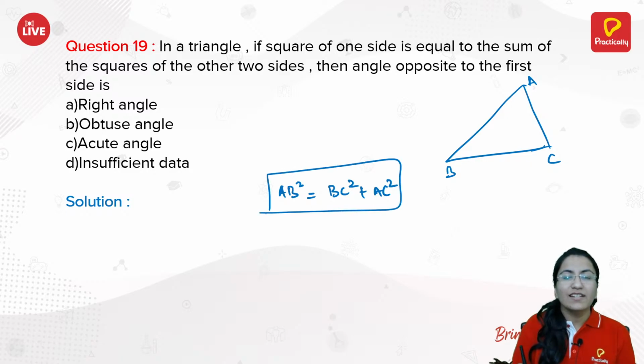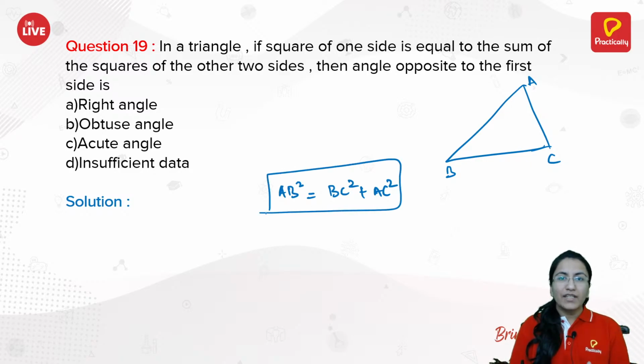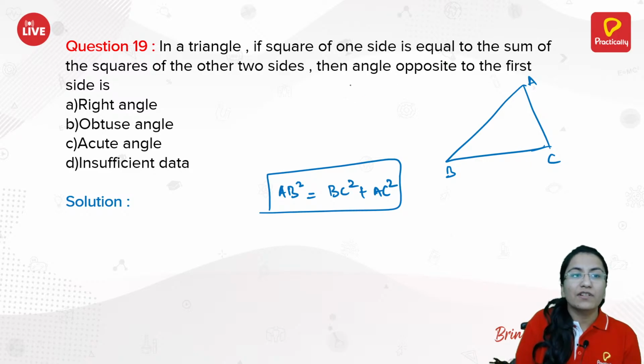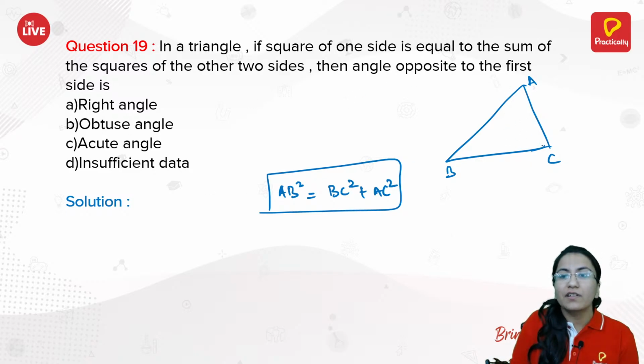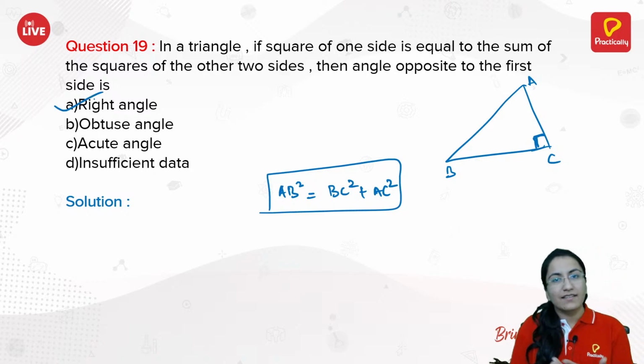If this condition is satisfied, that is the same condition as in the Pythagoras theorem. So using the converse of Pythagoras theorem, the angle opposite to the first side, the angle opposite to AB, is 90 degrees. That means it is a right angle triangle. So the angle opposite to the first side is a right angle.